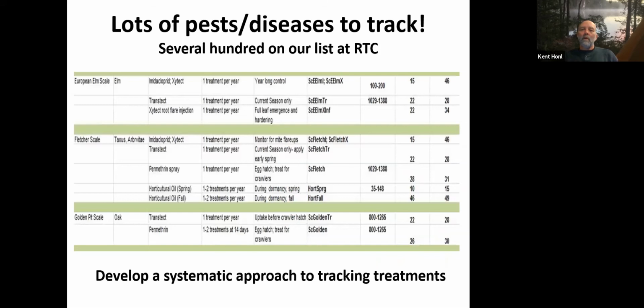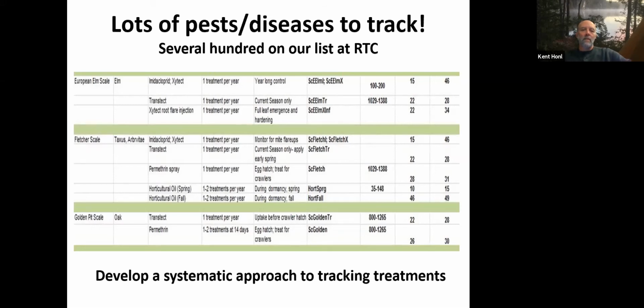So when you start off, say you're looking at a list of pests or diseases, at Rainbow, we've got a few hundred different insects and fungi that we treat. It's just this overwhelming array of different bugs and things to track. So it's really necessary to develop some kind of a systematic approach to tracking your treatments.